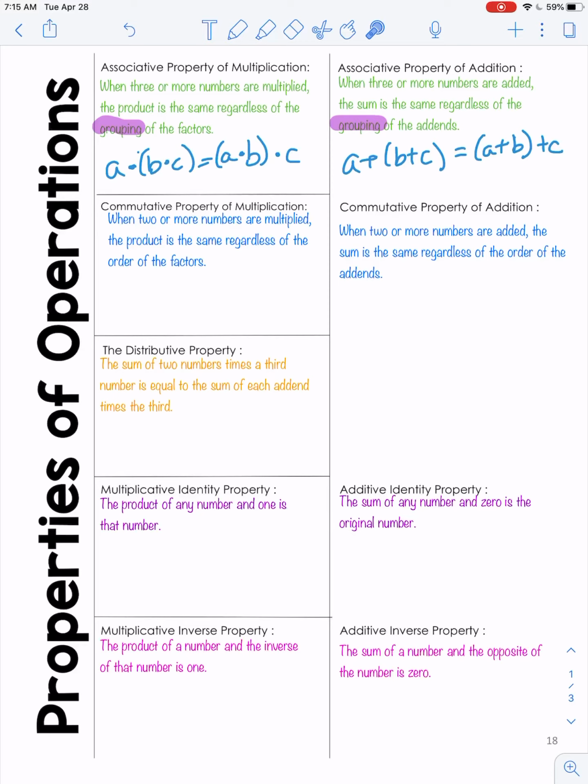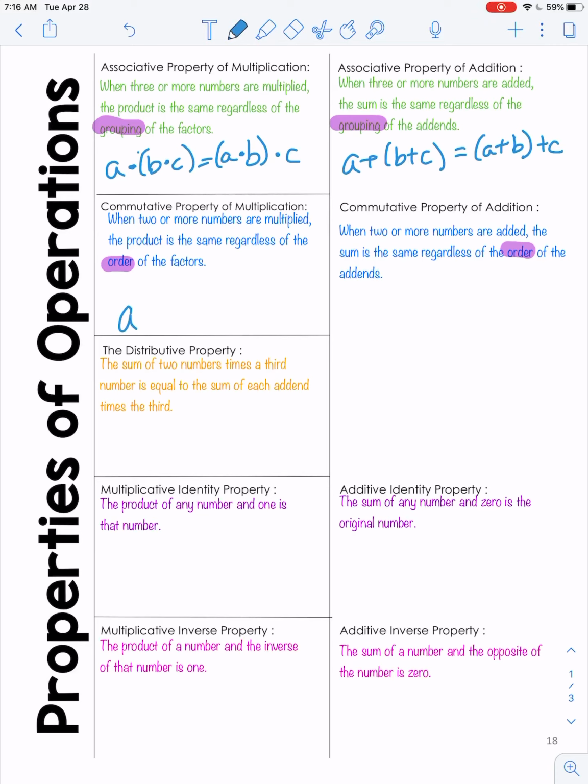Then we go to the commutative property, which says when two or more numbers are multiplied, the product is the same regardless of the order, or the sum is the same regardless of the order. So the commutative property is all about order. So it's all about the order in which we add. I like to think of the commutative property, and I like to think commute. So we always go the same distance, but we just go in a different order.